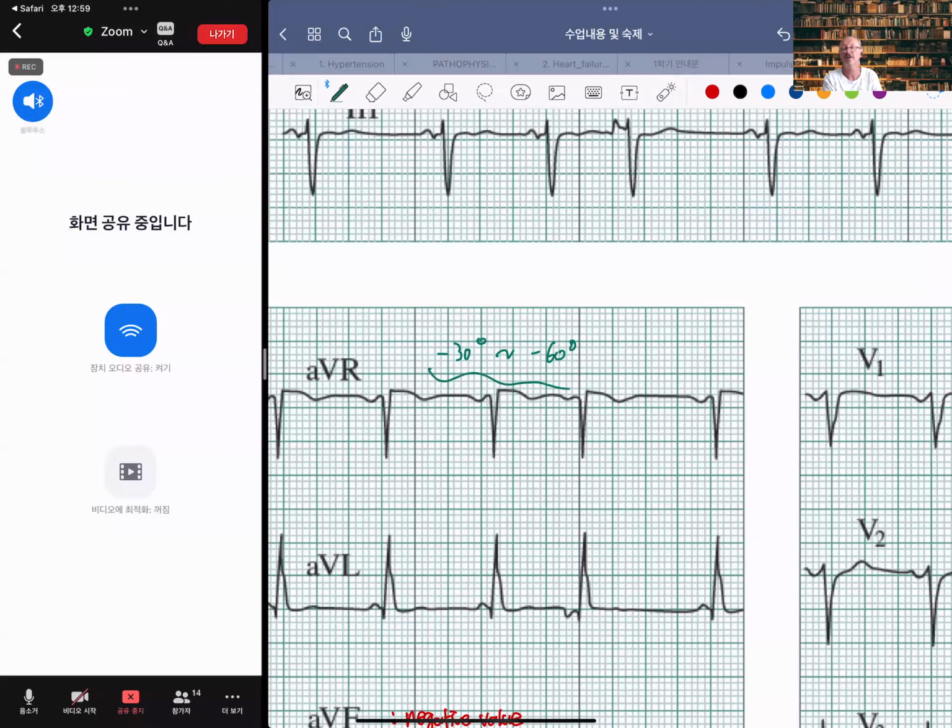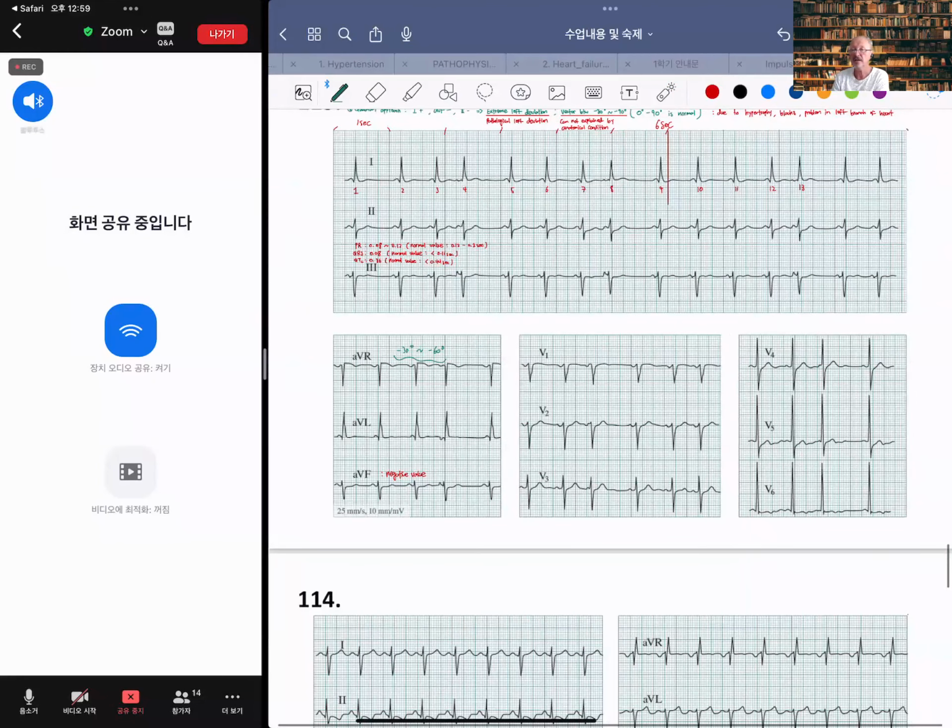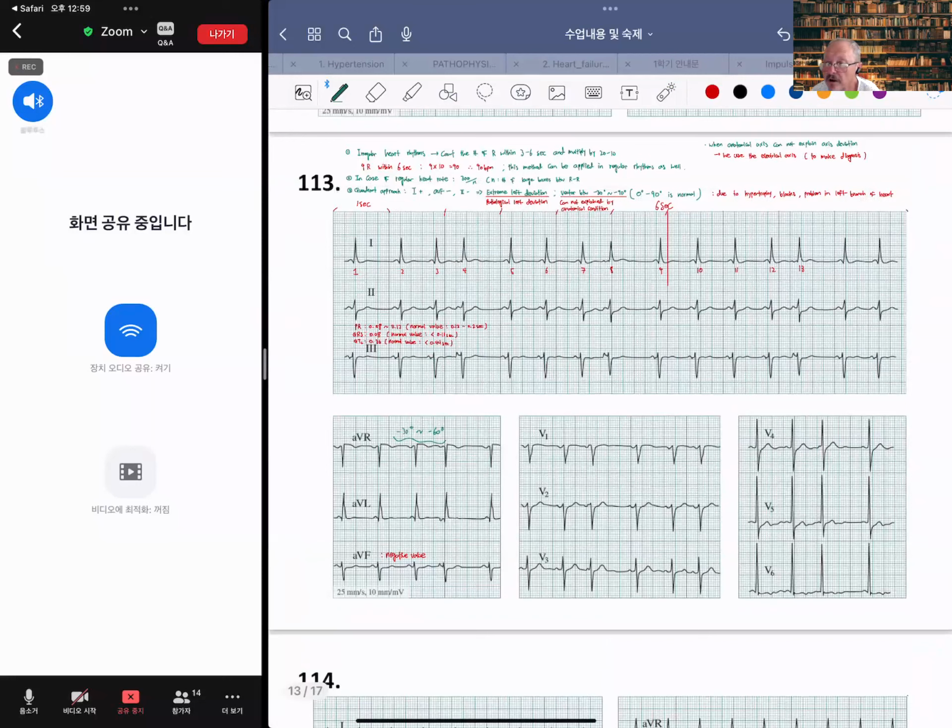Minus 60. Very good. Very good. Okay. And what about this arrhythmia? What could you figure out with this arrhythmia? What makes it arrhythmic?